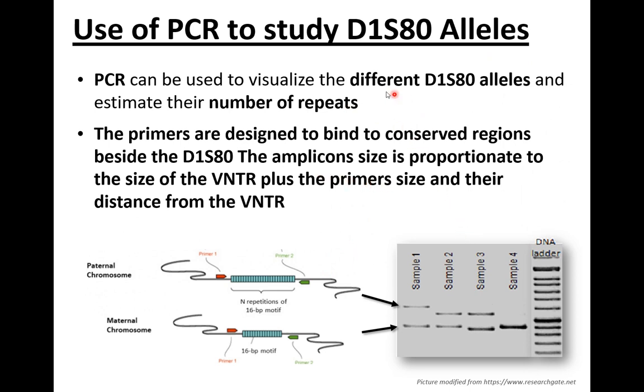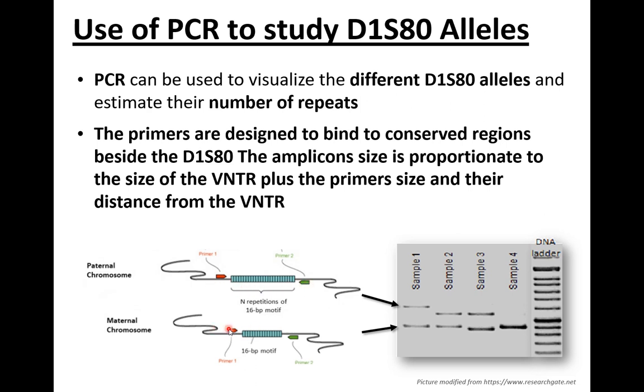Now, you can visualize the different number of repeats in the D1S80 and therefore fingerprint the DNA of an individual by using PCR. Not only can you visualize it, but you can also determine the number of repeats by PCR. So how do you do that? This is done by using primers like this one right here, which are designed to bind right beside the D1S80 locus. So if you do the PCR here, now your amplicon will go from the beginning of the left primer to the end of the right primer. So it will be this size here.